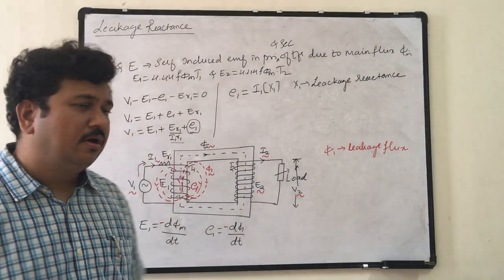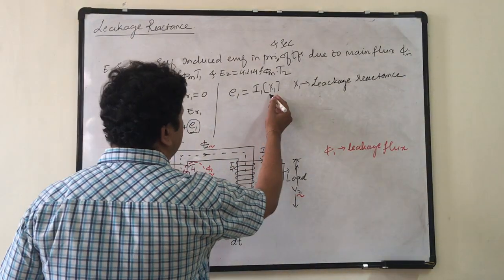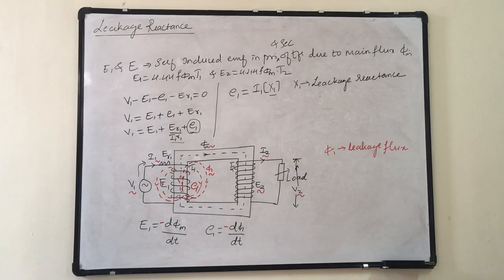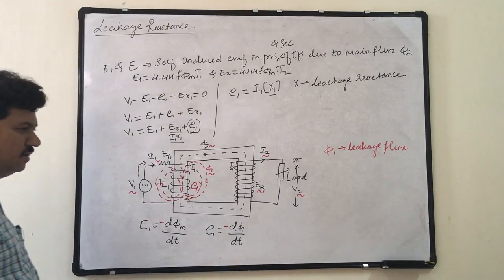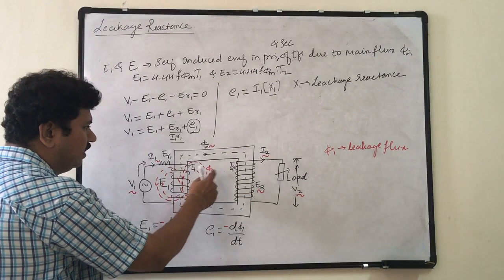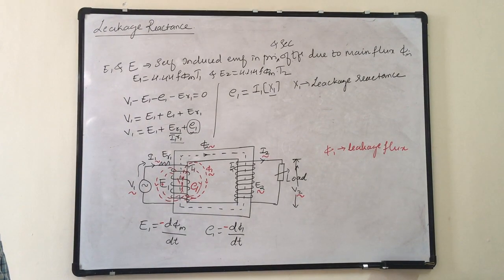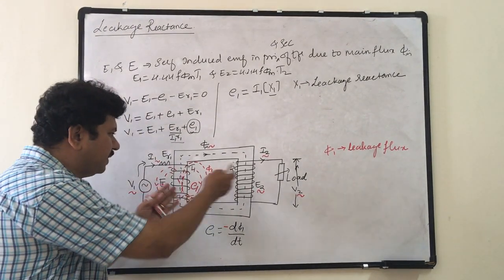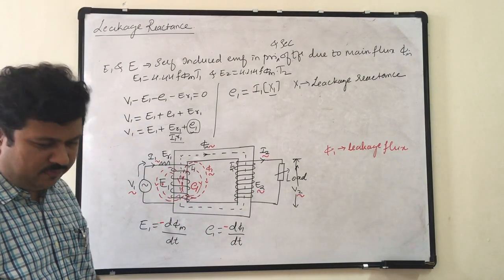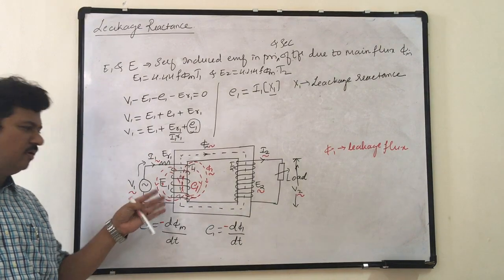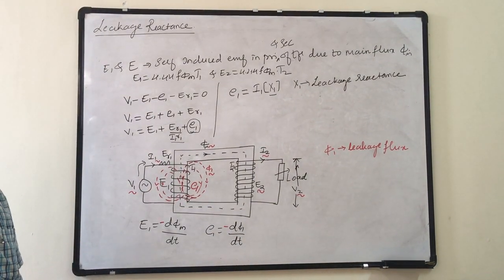Now I want to find this leakage reactance as the operating characteristic of the transformer. The question is, why will it not link the secondary winding? Because there is a space between the primary and secondary winding. If there is a space between them, not all the flux lines created by one winding will link to the second winding.